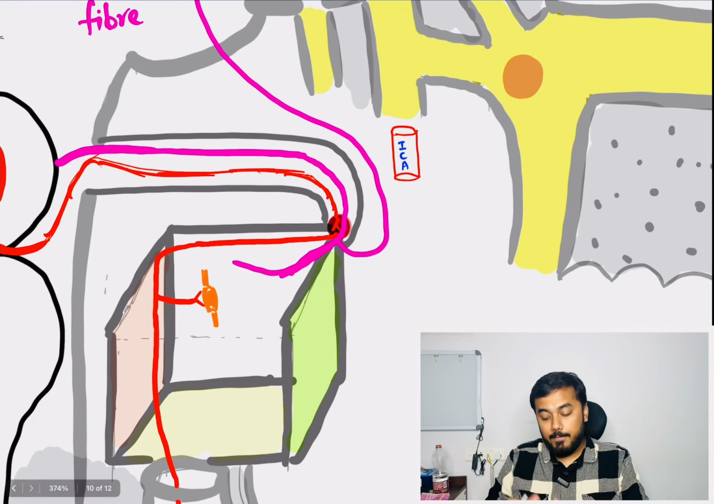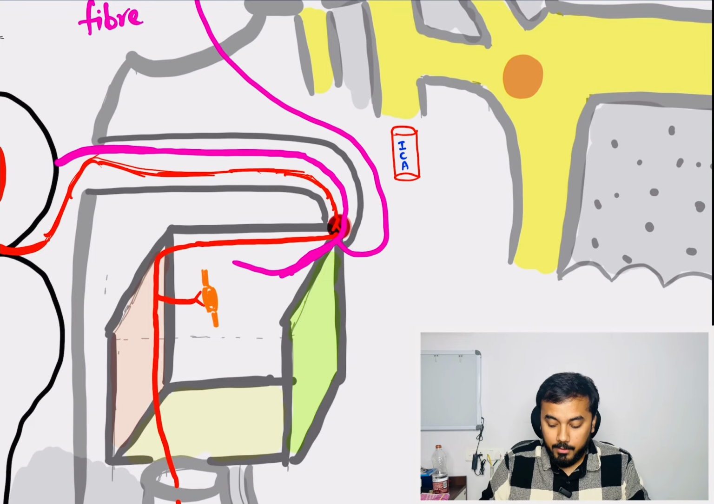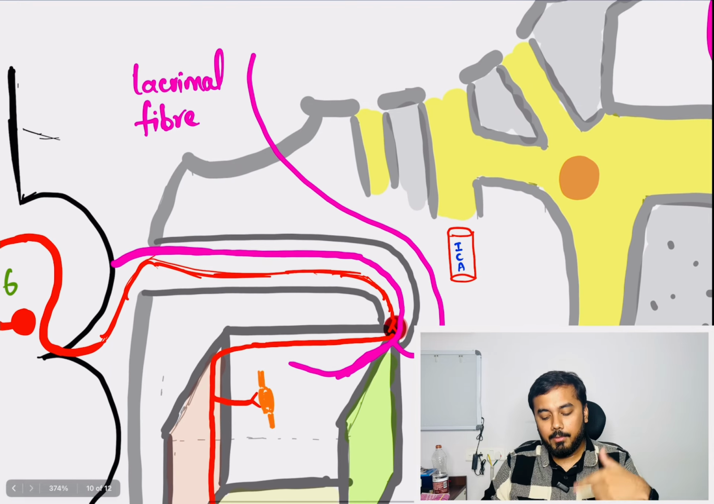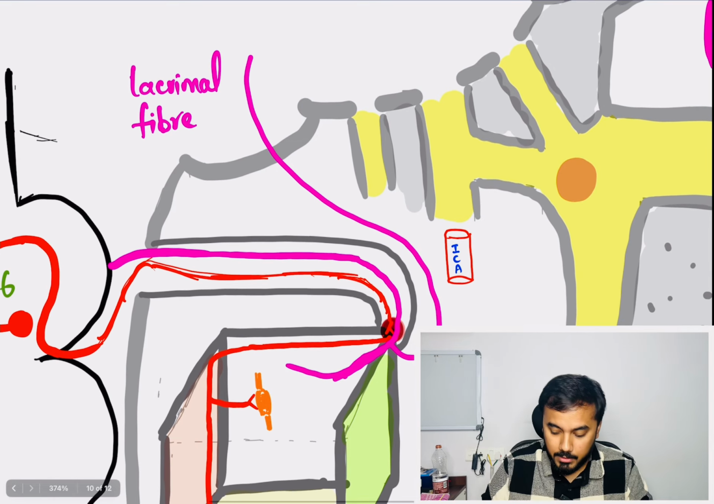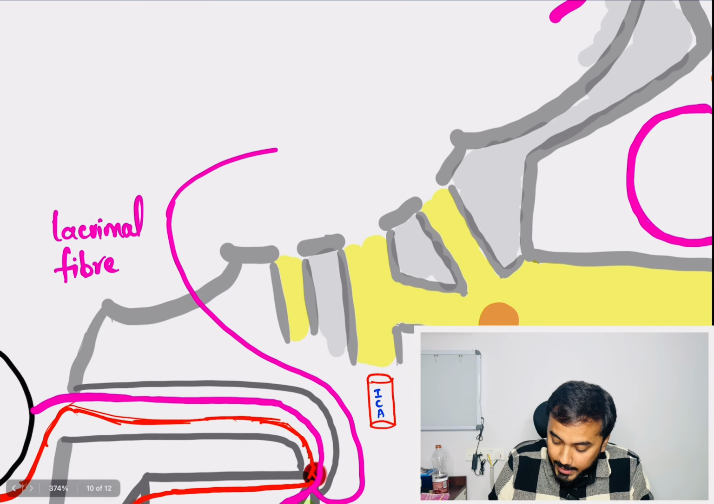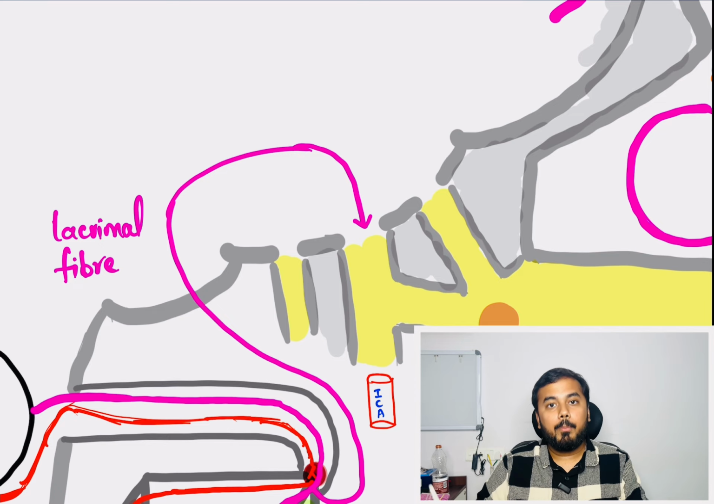This is your salivary fiber. Okay, now by the way, are these sympathetic or parasympathetic? Again I'm reminding you the same thing, it is parasympathetic. Okay, now this lacrimal fiber will enter into this particular opening over here.